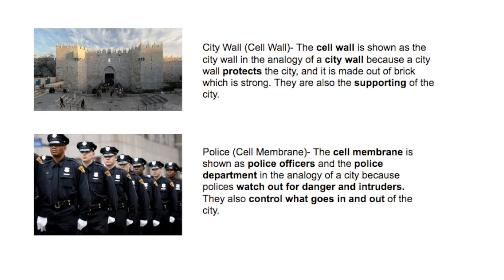In a plant cell, there are cell walls, and in a city, there are city walls. A city wall is like a cell wall. It is made out of strong and protective materials that support the city. It also gives structure to the city.